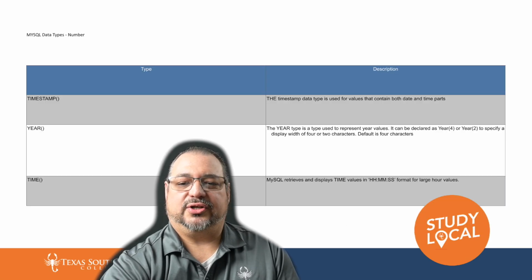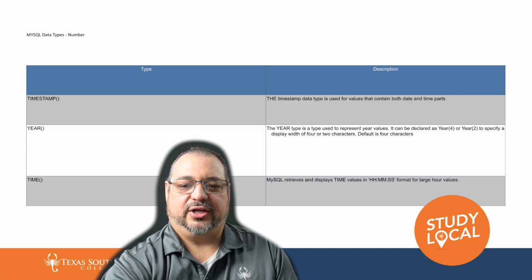Int. An integer is what is more commonly known as a whole number. It may be positive, negative, or the number 0. MySQL supports SQL standard integer types, including integer, or int, small int, tiny int, medium int, and big int.